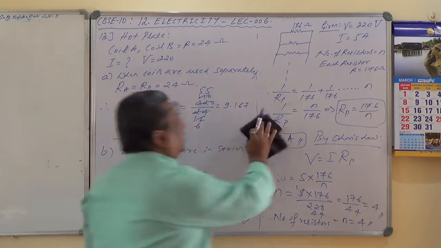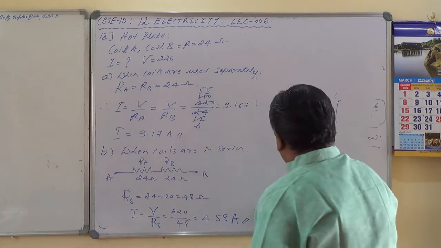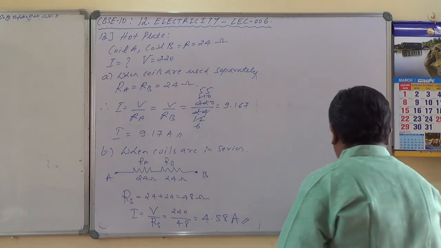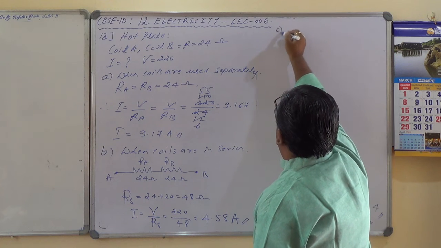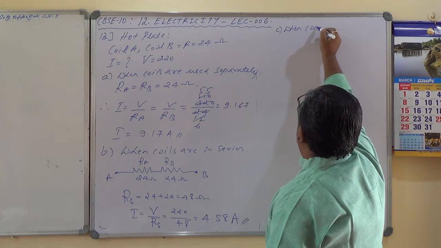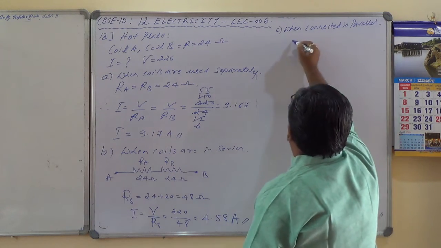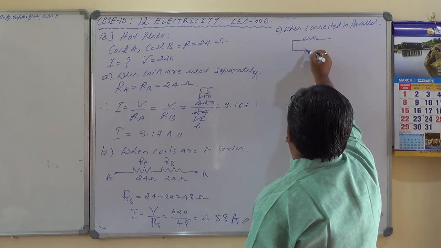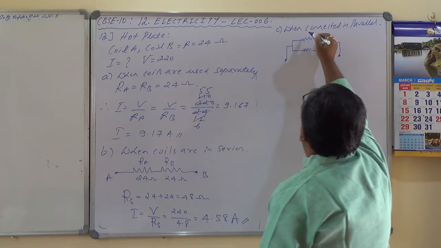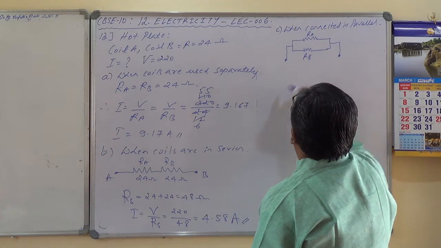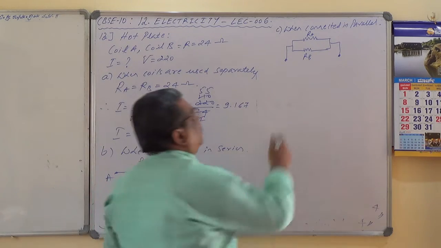Now let us connect these in parallel combination and then work out the current. These coils are connected in parallel combination, meaning case 3 here, or C, when connected in parallel. That means these resistors are connected like this in parallel combination. Across this the potential difference is applied. So let RP be the equivalent resistance. Calculate the equivalent resistance, then use Ohm's law.